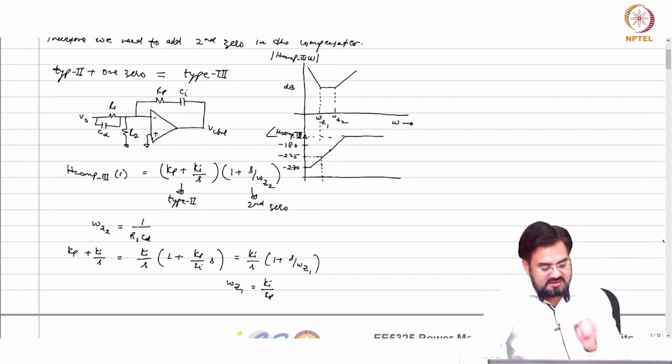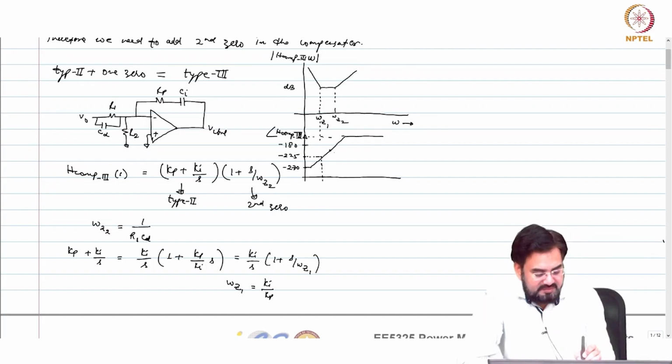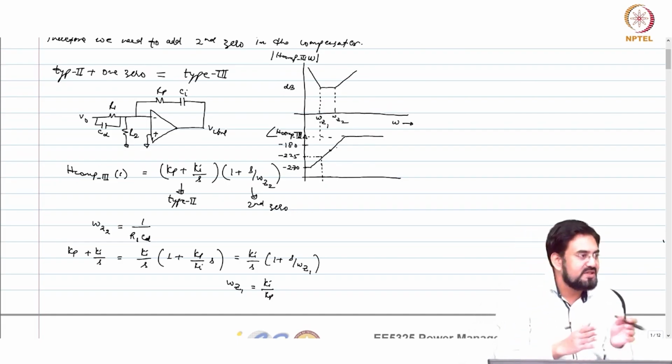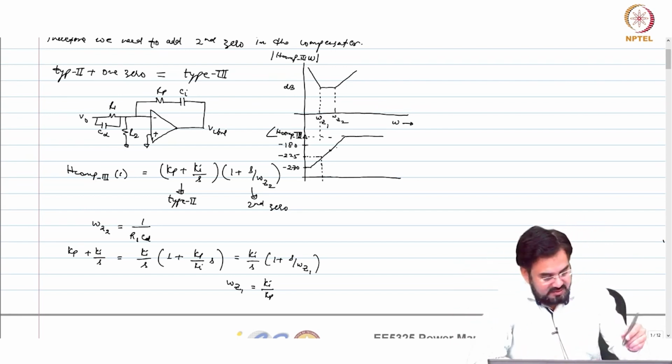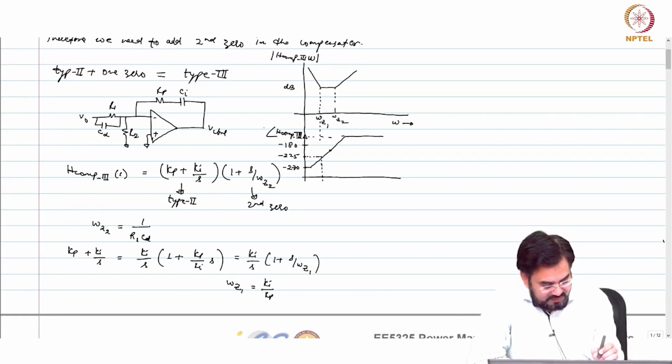So this shape could be anything. It may do this and then rise. It depends where omega z1 and omega z2 are located, but usually this is what will happen because we know omega z1 and omega z2 are not far away. At least there should be 1 decade of separation in order to make sure you get the phase saturated at minus 180. So, let me just move this here.